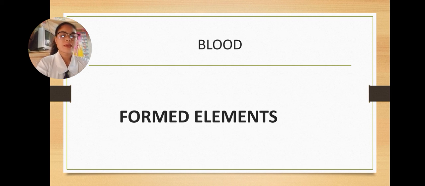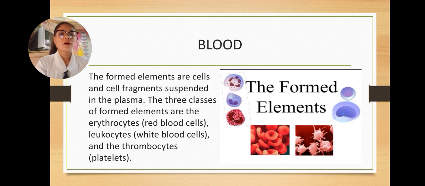So, next is the form elements. The form elements are cells and cell fragments suspended in the plasma. The three classes of form elements are the erythrocytes, red blood cells, leukocytes, white blood cells, and the thrombocytes, or the platelets. So the form elements are those components of the blood, and it is the cells and cell fragments suspended in the plasma.